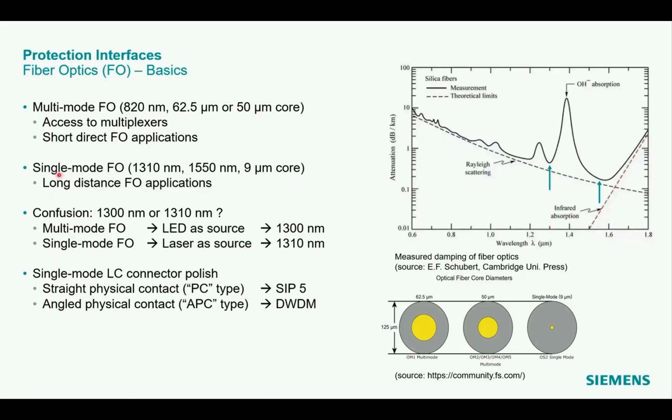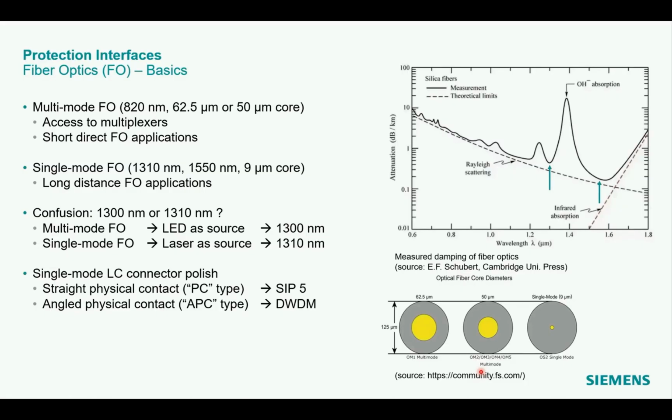For multimode, 820 nanometer is commonly used, where you have a bigger diameter for the fiber optics. So there are 62.5 micrometer and also 50 micrometer core diameters available, which can be used for the CPOTEC 5 and also for the communication converters.